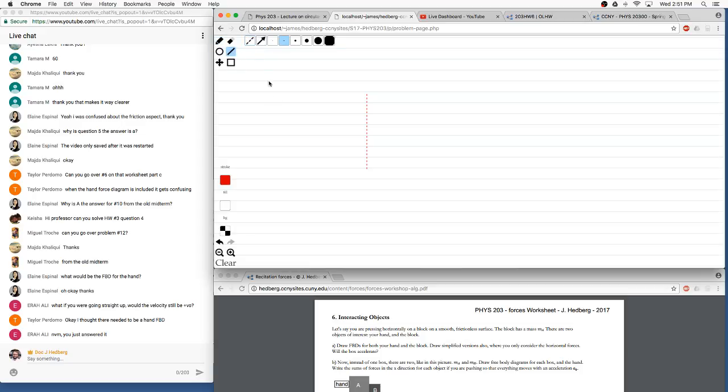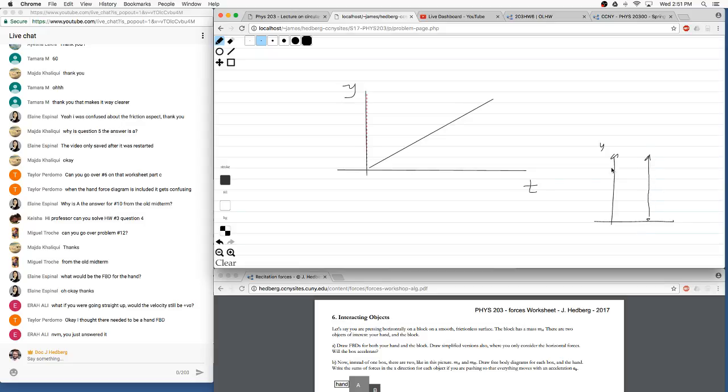This graph that I drew that looks like this. This is really, really important. This is a graph of something going straight up, right? The only variable that's changing is y, and y is pointing up. So this is the graph of an object that's going straight up. This is time on the horizontal axis.